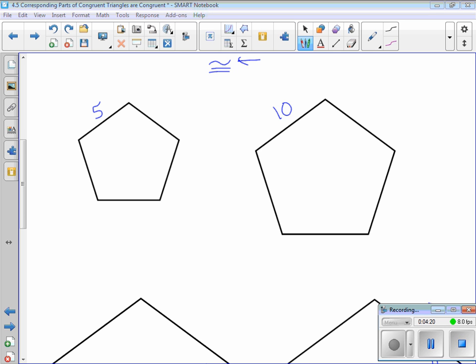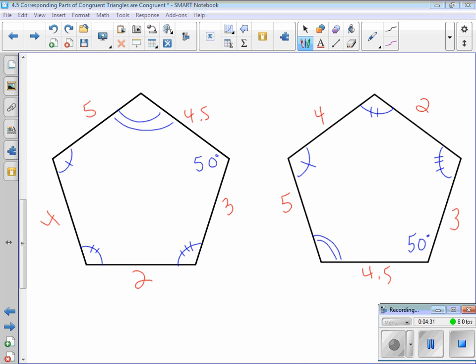So there's no hope of these things being congruent because, well, the corresponding sides are not equal to each other. So we couldn't say that these two shapes are congruent. All right, let's take a look at these and see if these two shapes are congruent.